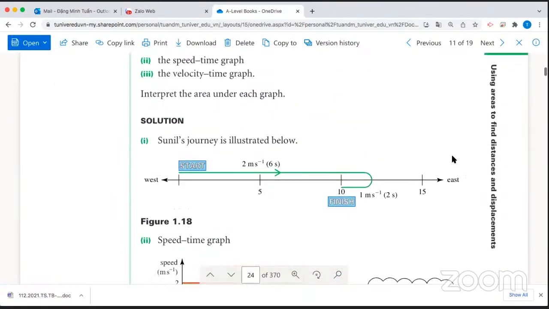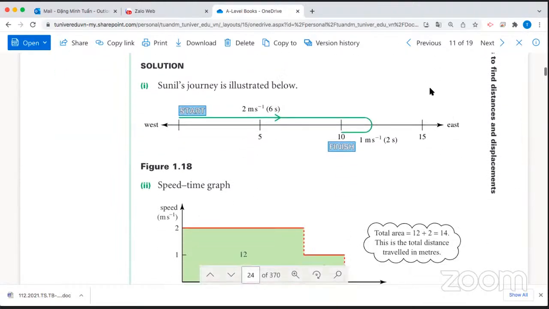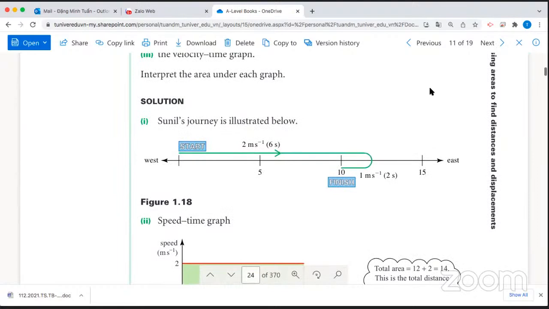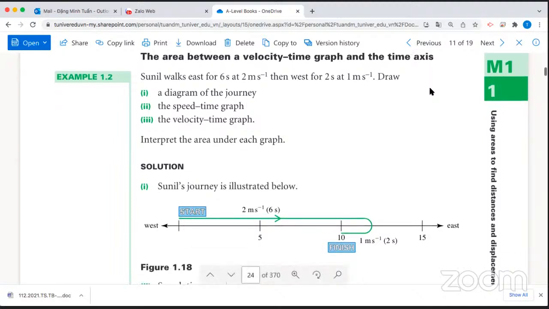But if you have the graph between the velocity-time graph and the time, understand well which one will give you the back, right? The start and the finish and the back and so on. For example, here, you walked east for 6 seconds at 2 meters per second, and then west for 2 seconds. Draw the diagram of the journey, the speed-time graph and the velocity-time graph. So what is the difference between the velocity-time graph and the speed-time graph?